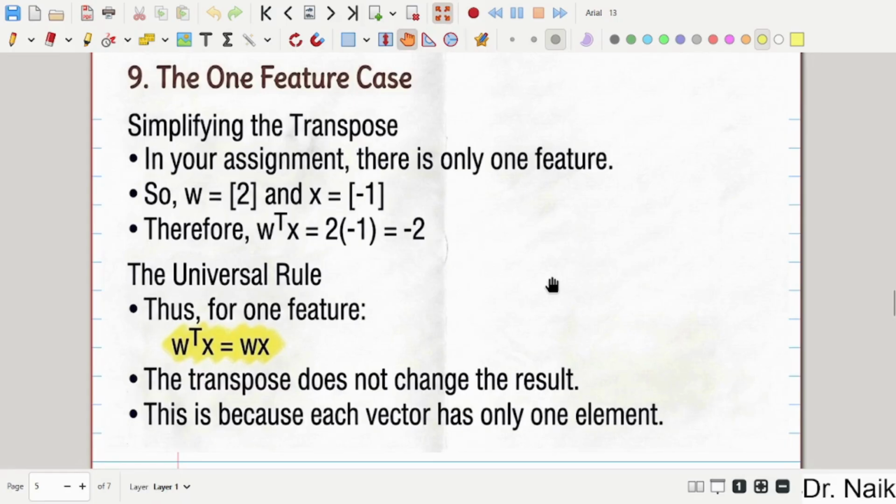In case we have only one feature, as in our assignment, then we will use the formula W transpose x is equal to 2 into minus 1 is equal to minus 2. The universal rule is that if we have one feature, then W transpose x is Wx, because the transpose does not change the result. This is because each vector has only one element.